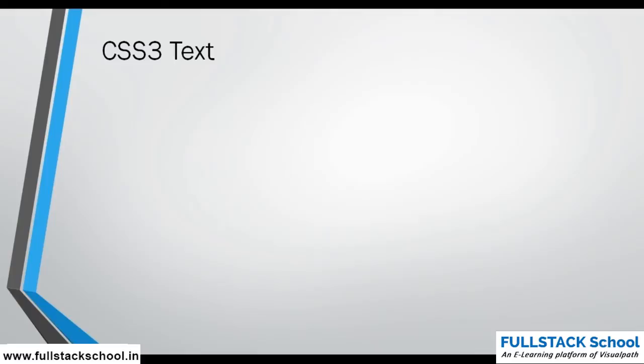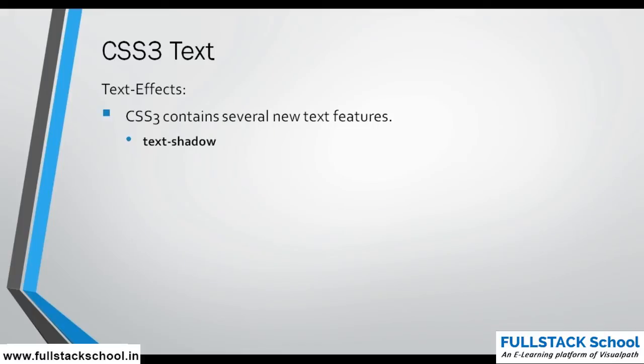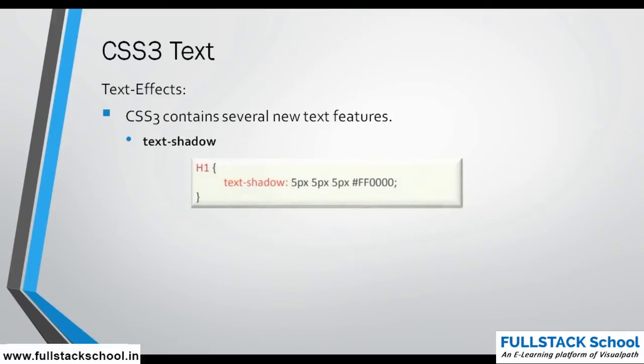Moving next, we'll understand what CSS3 Text is. Under that, we have text effects, where CSS3 contains several new text features, which is text shadow. To make a text shadow, you can write this syntax. For the h1 tag, the h1 should have a text shadow of 5 pixels, 5 pixels, 5 pixels, then the color. So with the help of this syntax, we can give text shadows.